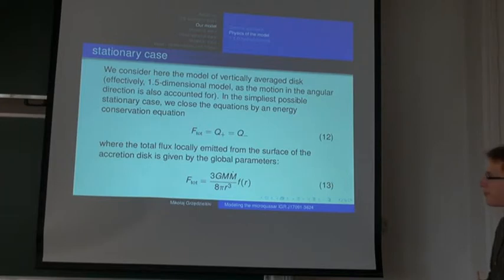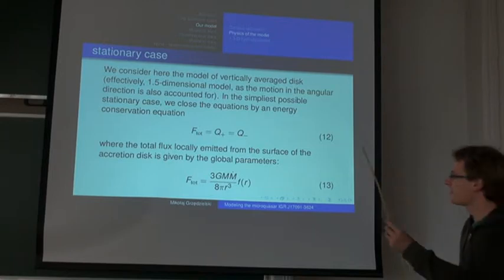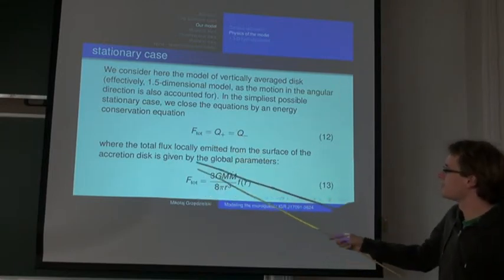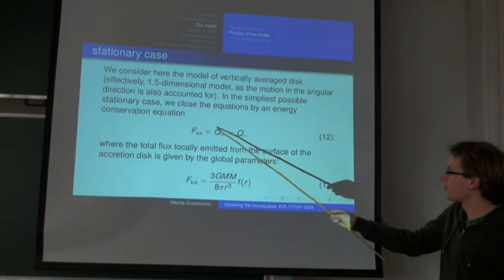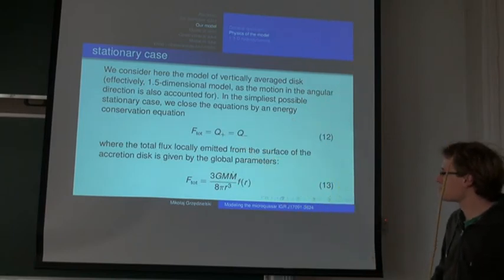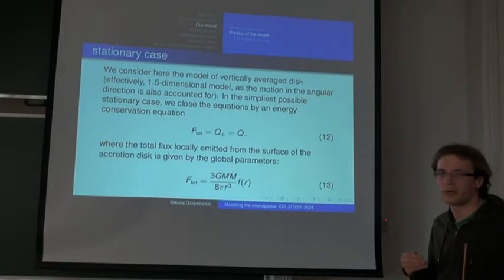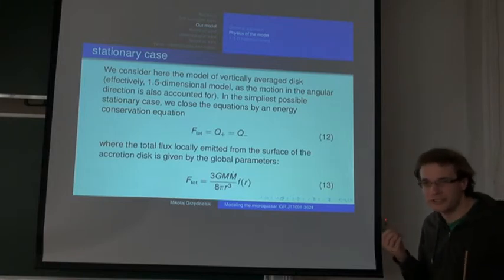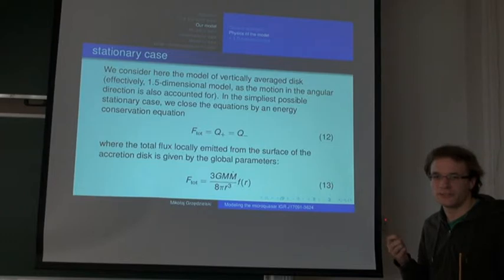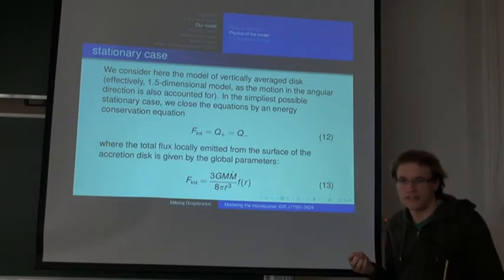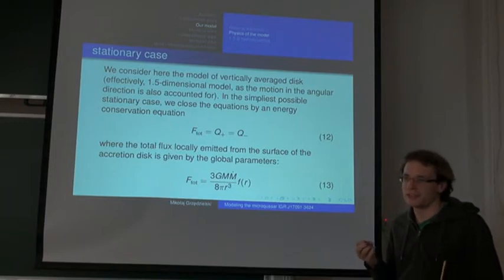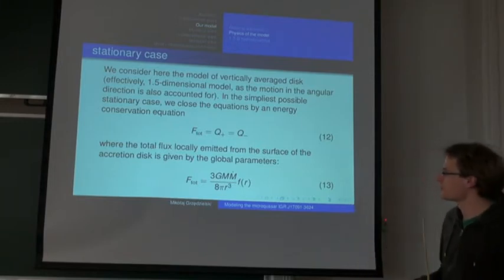Why is it called the F dot? That's the definition of equilibrium. F dot is equal to Q plus, and is it equal to Q minus? In our equilibrium approach, it is not equal. No, this is not an error.